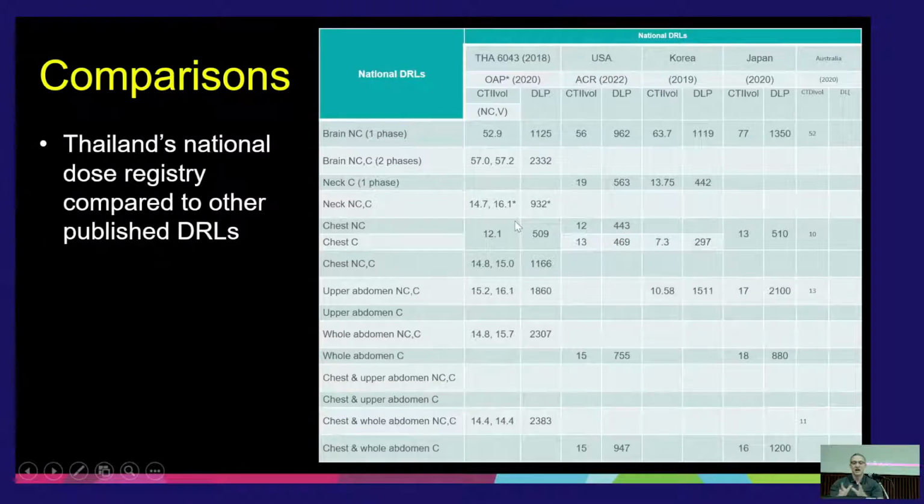I'm not going to go through every category for comparison, but for you, this is a way to go back and say, okay, are we in line with what's being done locally, as in within the country, and then internationally?